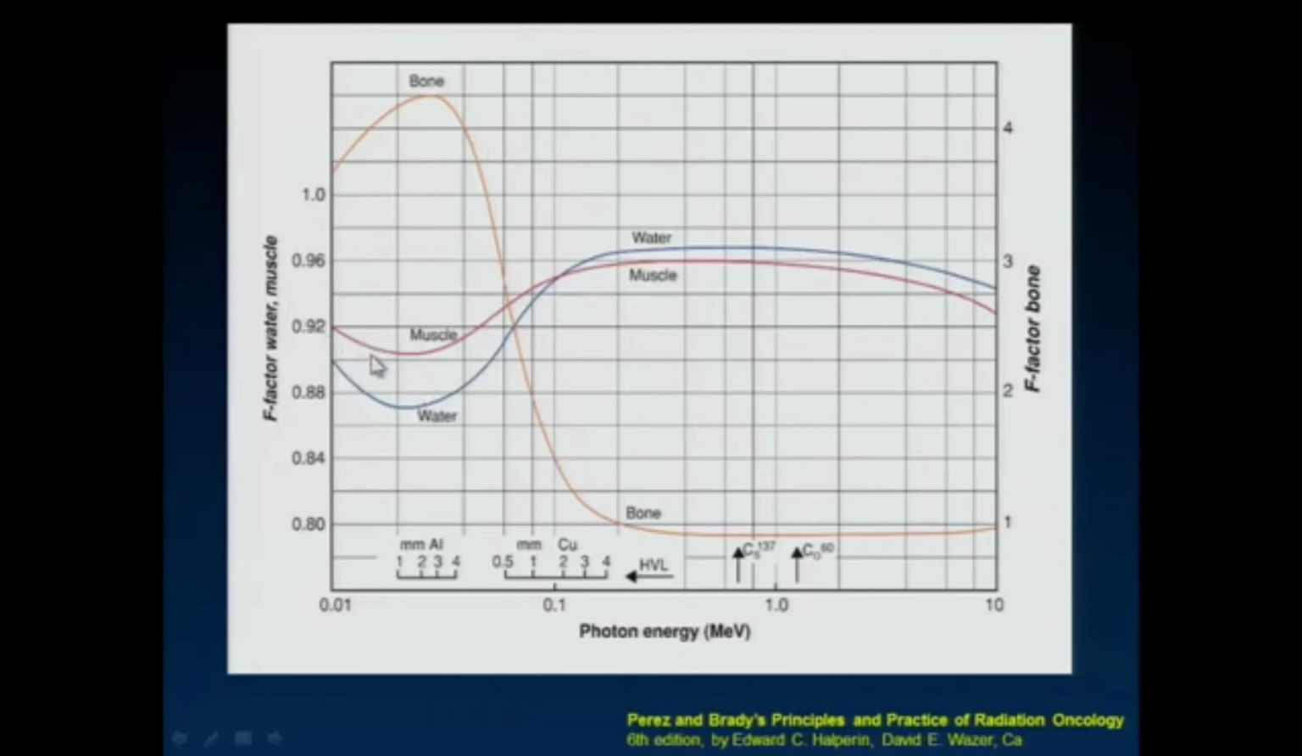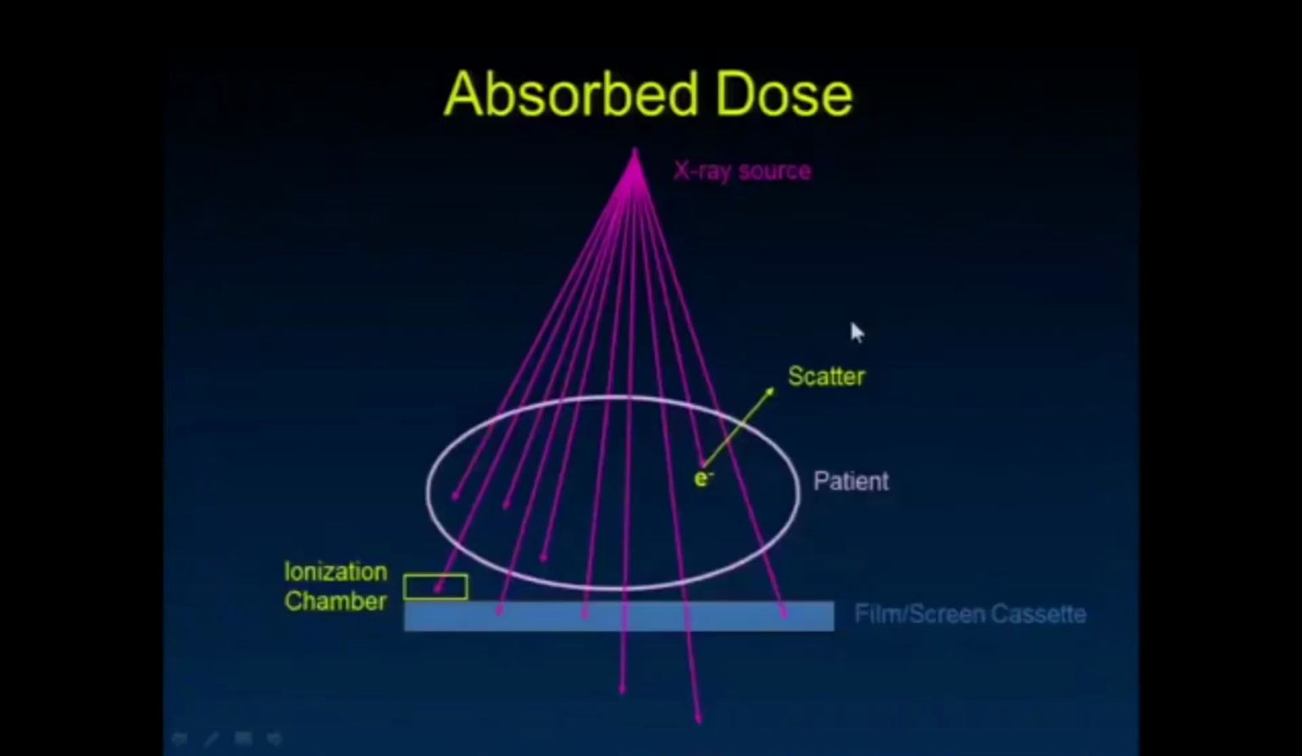Notice here, for muscle and water, that number stays in the 0.88 to 0.96 range across the range of energies. As you get up into the higher X-ray energies, notice that the bone drops down to very close to 1 as well. So notice bone, water, and muscle up above 100 keV or so, that conversion factor is very close to 1. I just want to emphasize that the conversion factors for different tissues are different, and they depend on the energies. Just keep that in mind as well.